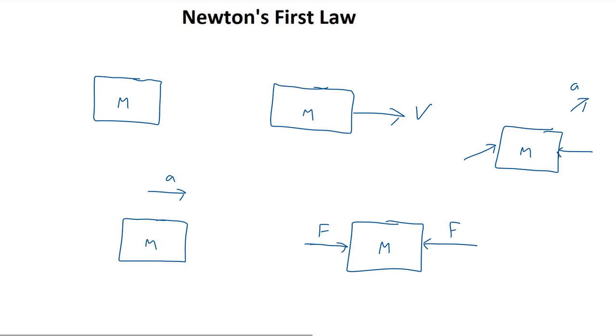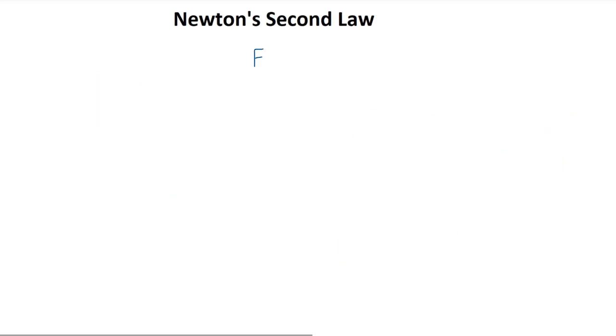Moving on from this, now that we know that a net force causes acceleration, we would now like to be able to relate that net force to the acceleration. Newton's second law allows us to do this. Newton's second law states that the net force capital F on an object of mass m is equal to that mass multiplied by the resulting acceleration.